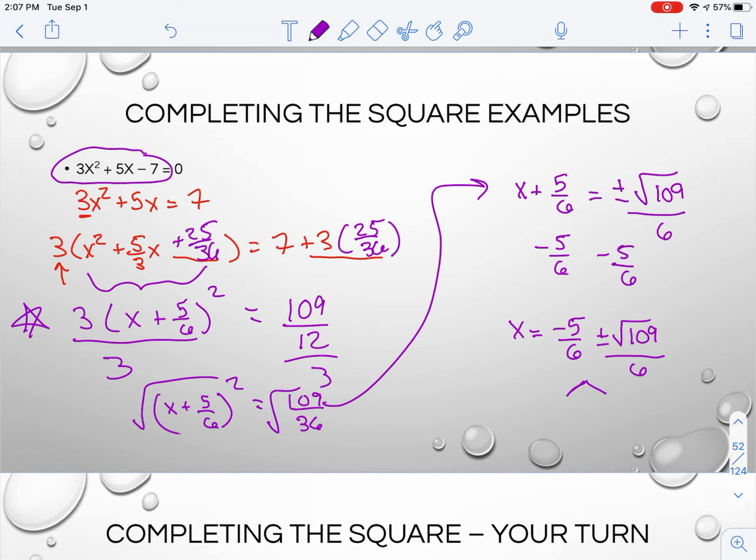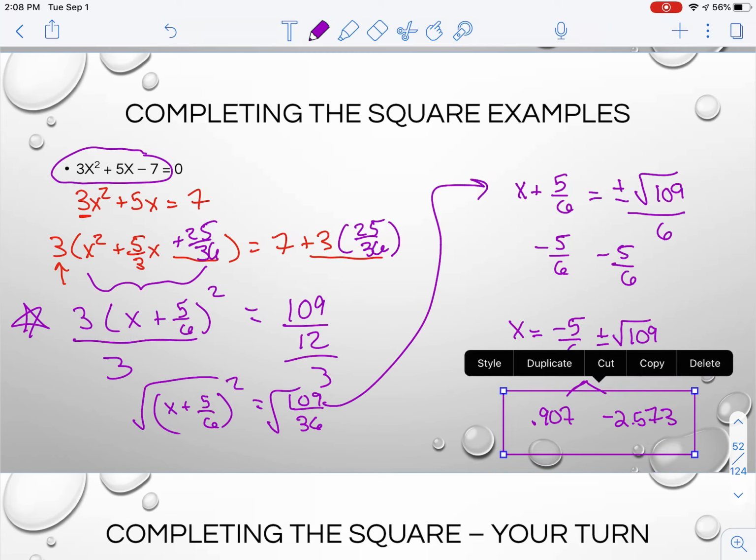And to confirm those x-intercepts, again, you would just evaluate that on your calculator. You can jam that in. When you do the plus side of it, you should get 0.907, and the minus side of it, negative 2.573. All right, so these would be your two x-intercepts from that equation.